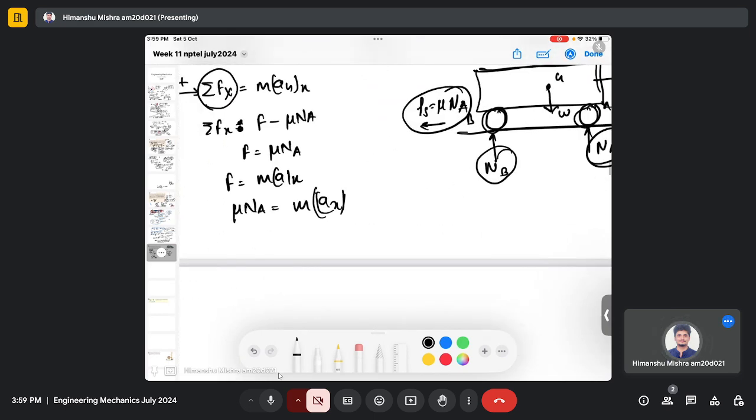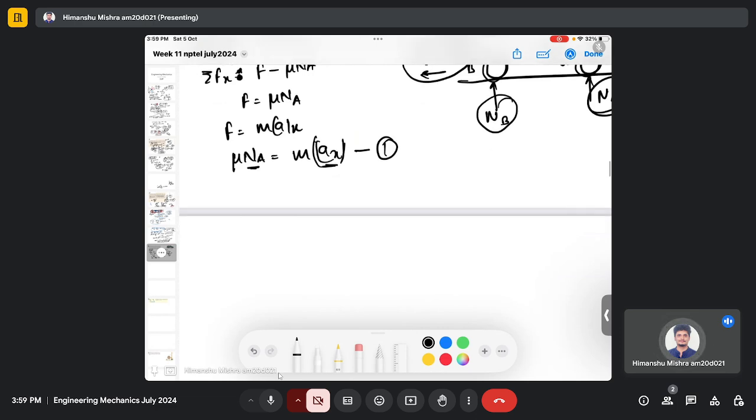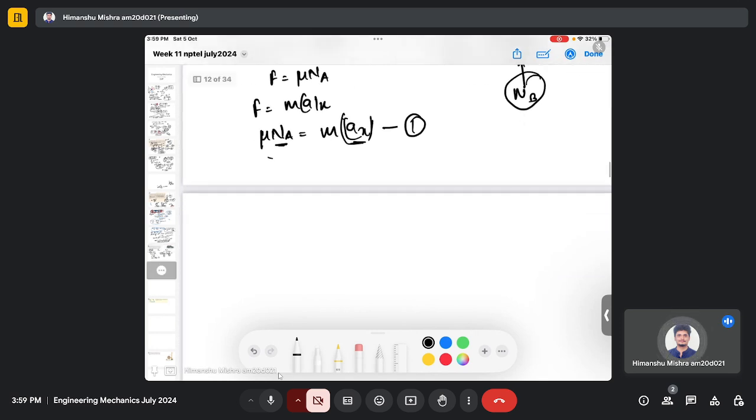So this is my equation 1, because you can see that here Na and ax are both unknown quantities, which means we need one more equation to calculate the unknowns, because we have two unknowns and as of now only one equation. So for the other equation we will do the summation of force equal to mass times acceleration in the y direction.